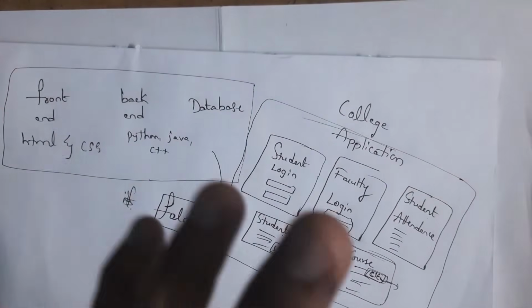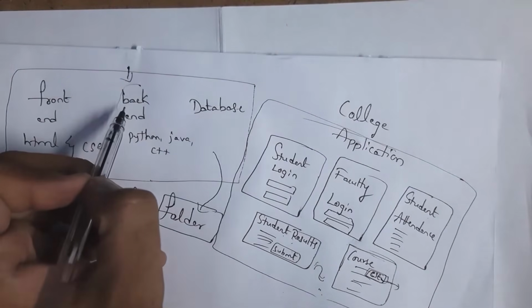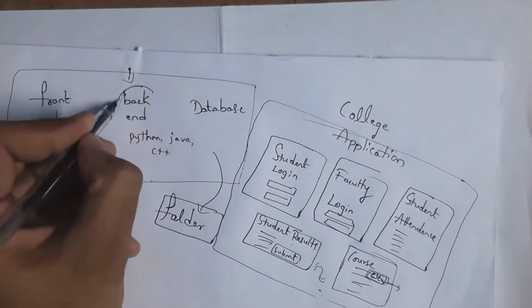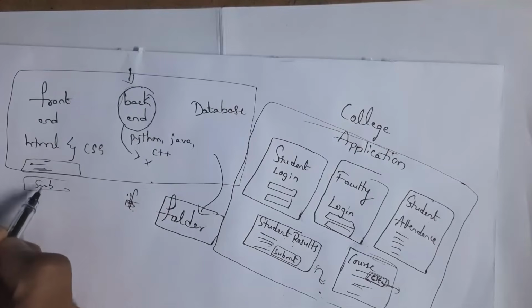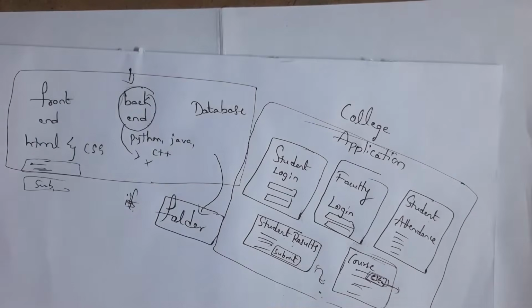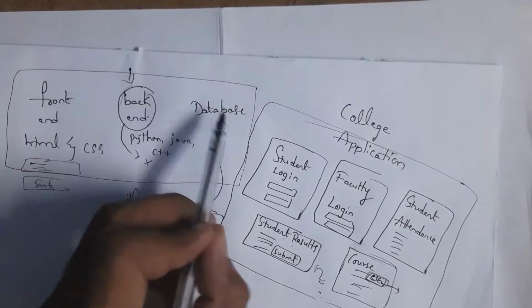And there is also another problem in monolithic architecture. For example, if one layer is not working properly, automatically it will affect other layers. For example, due to some error, this backend is not working properly. So whenever I enter my roll number and click on submit, it will not show my results because this backend is not working properly. So if there is a problem in one layer, automatically it will affect the remaining layers.